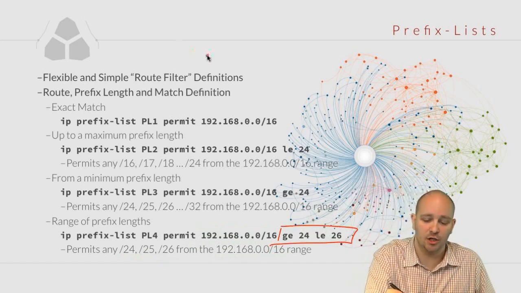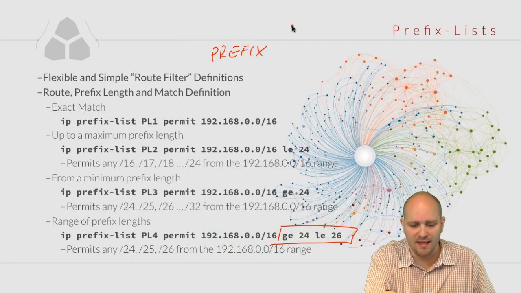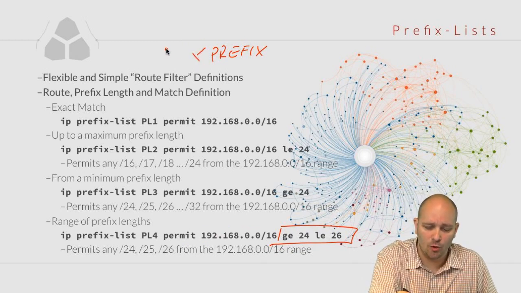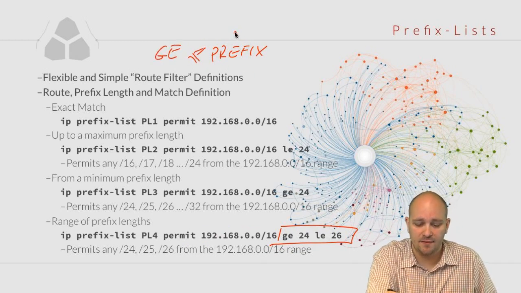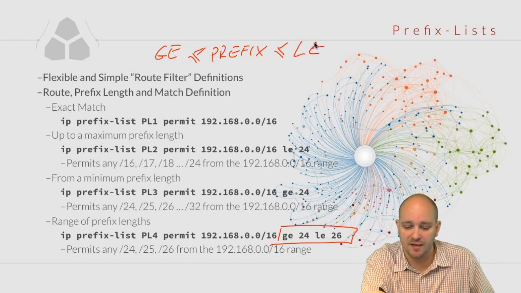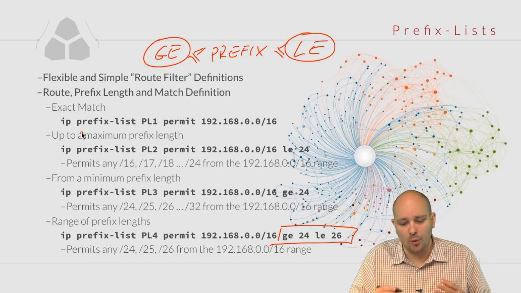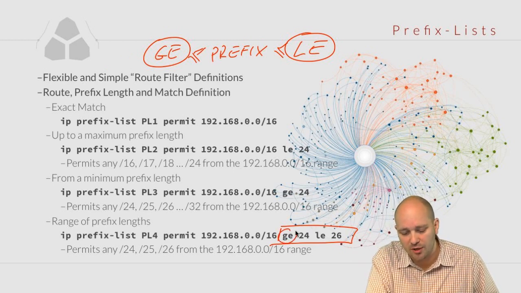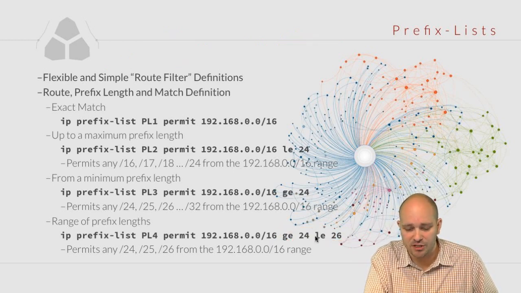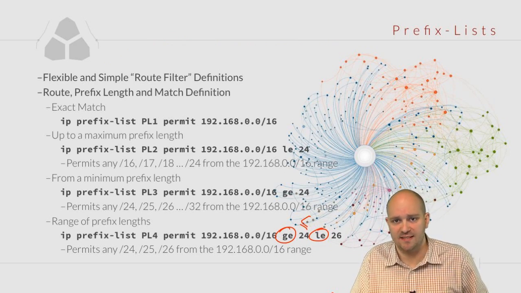So if we had a prefix that we wanted to match, its length actually needs to be greater or equal than whatever we specified as the GE value, and it needs to be lower or equal than whatever we have specified as our LE value. Another hint here: when you are not sure whether you need to type GE or LE first, keep in mind that the GE value needs to be lower or equal than the LE value. Otherwise, IOS is actually going to reject this syntax.